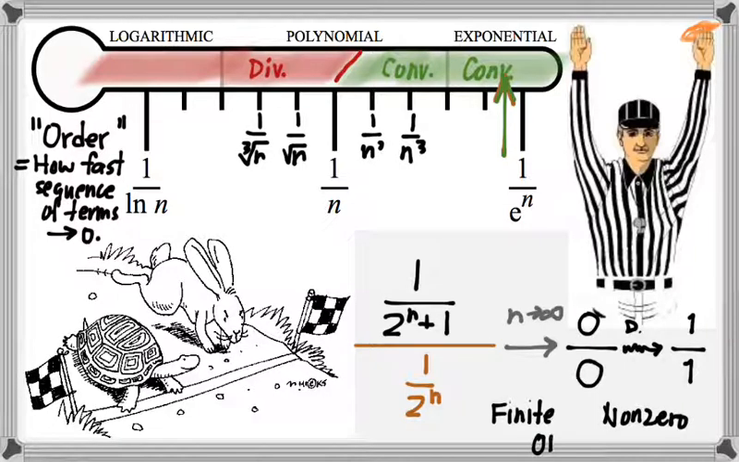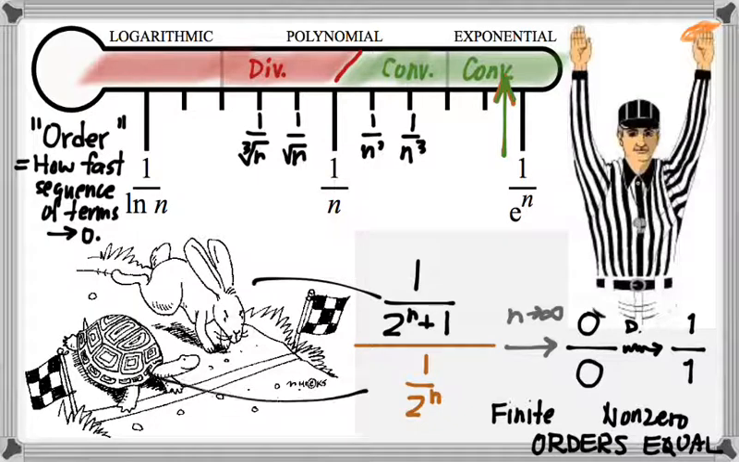it means that the orders, the speeds at which these two sequences approach 0, are equal. So in other words, they're crossing the finish line at the same time, this race is a tie. And if the race is a tie, in other words, if the sequence 1 over 2 to the n plus 1 is getting to 0 at the same speed as 1 over 2 to the n does, what does that tell you about the series summation of 1 over 2 to the n plus 1?